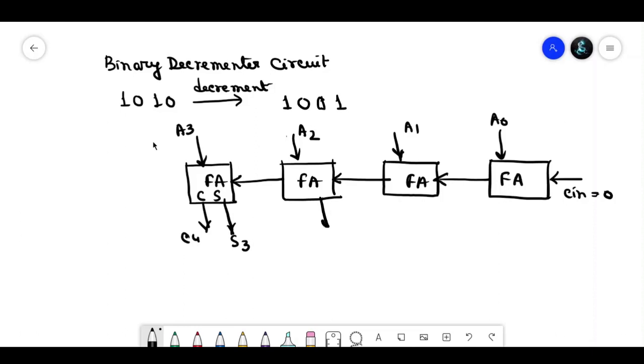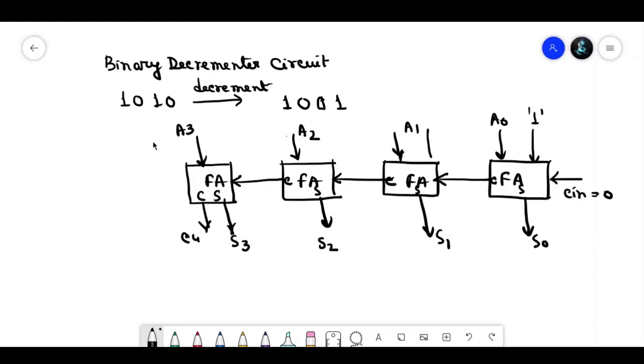Now in this full adder this is S, that is S2 basically. Then this is S, basically S1. This is S, it is basically S0. And this is C. So here we are adding a bit 1 as one of the inputs of the full adder. That means actually in case of the decrementer circuit, we will add the 2's complement of 1. Here for decrementing, we will add 2's complement of 1.